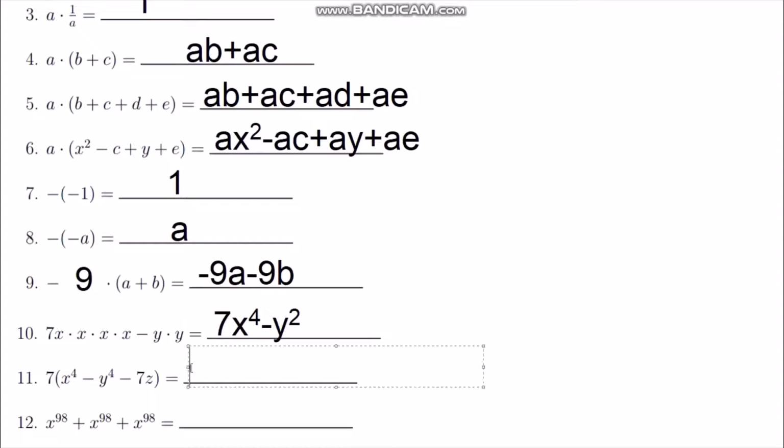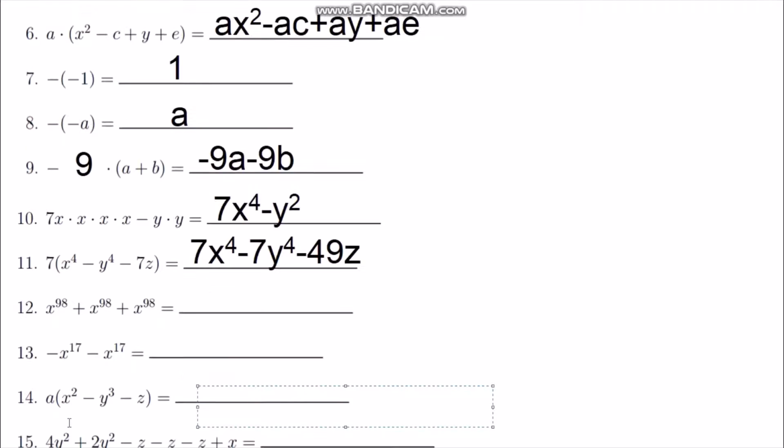We see there 7x to the fourth minus 7y to the fourth, and then 7 times minus 7z is minus 49z. And I'm just double checking. Yes, that one's good. Now let's look at number 12.